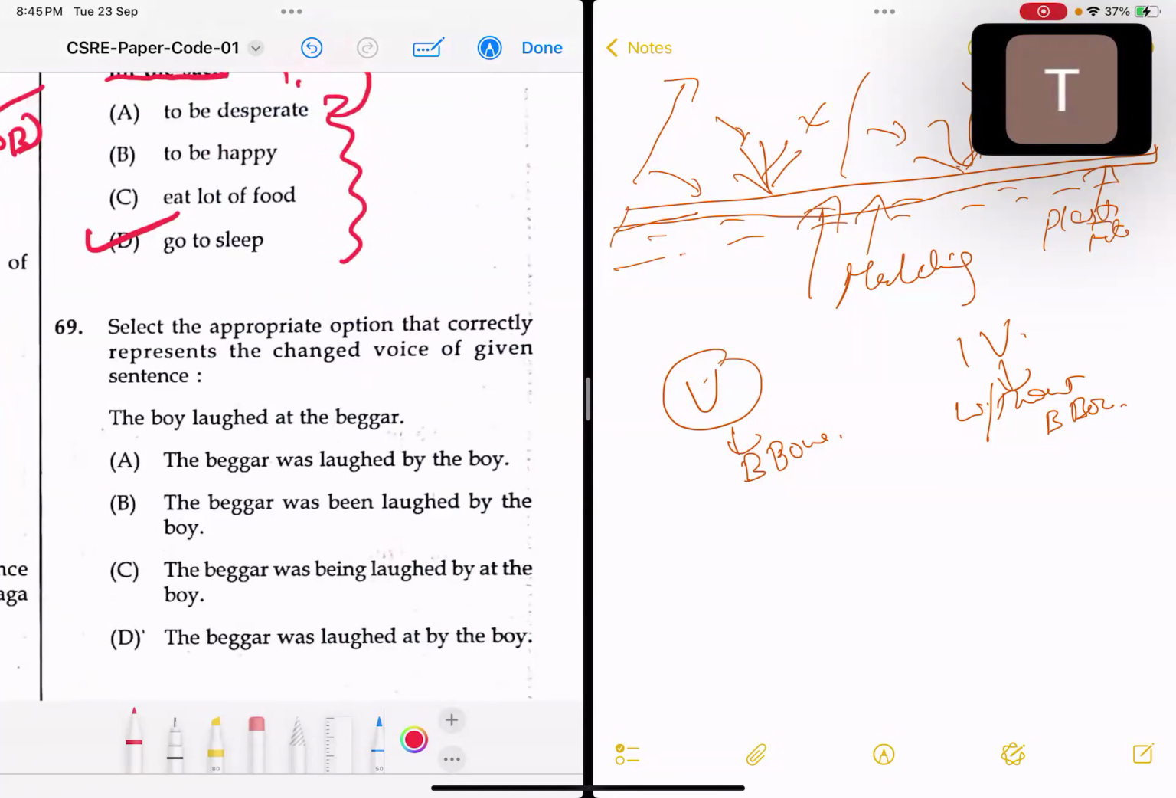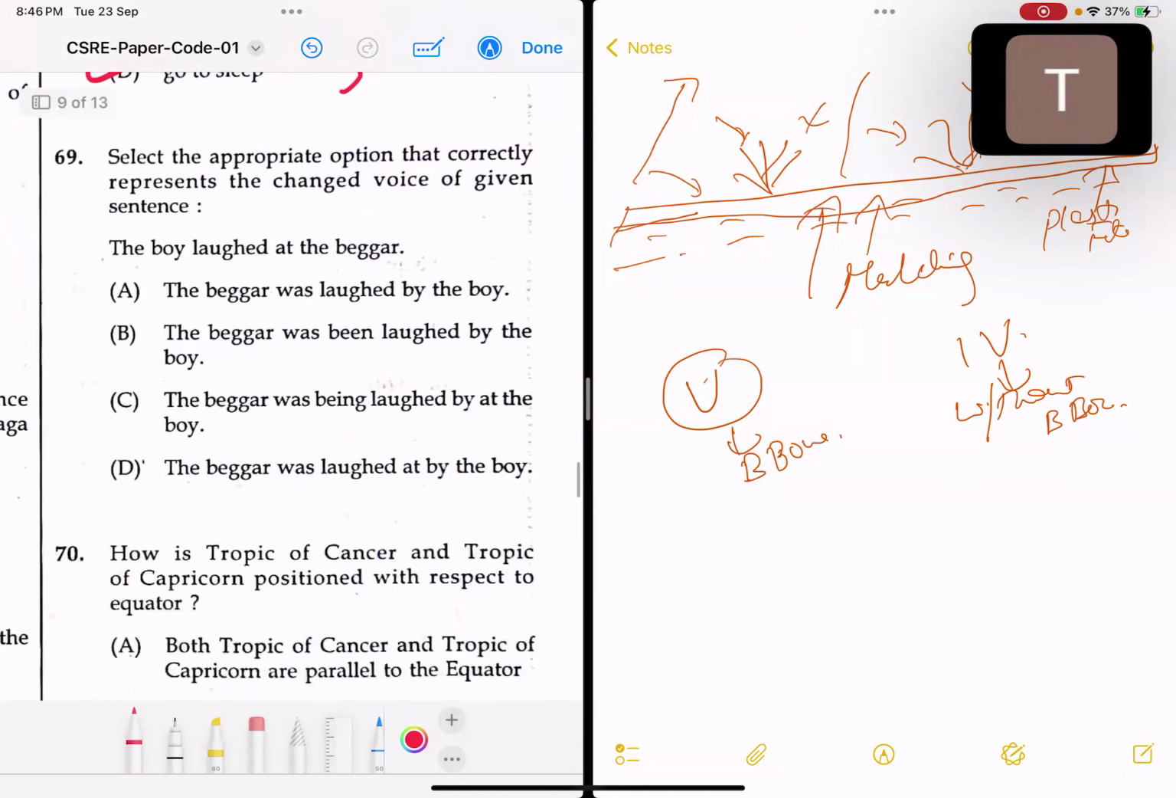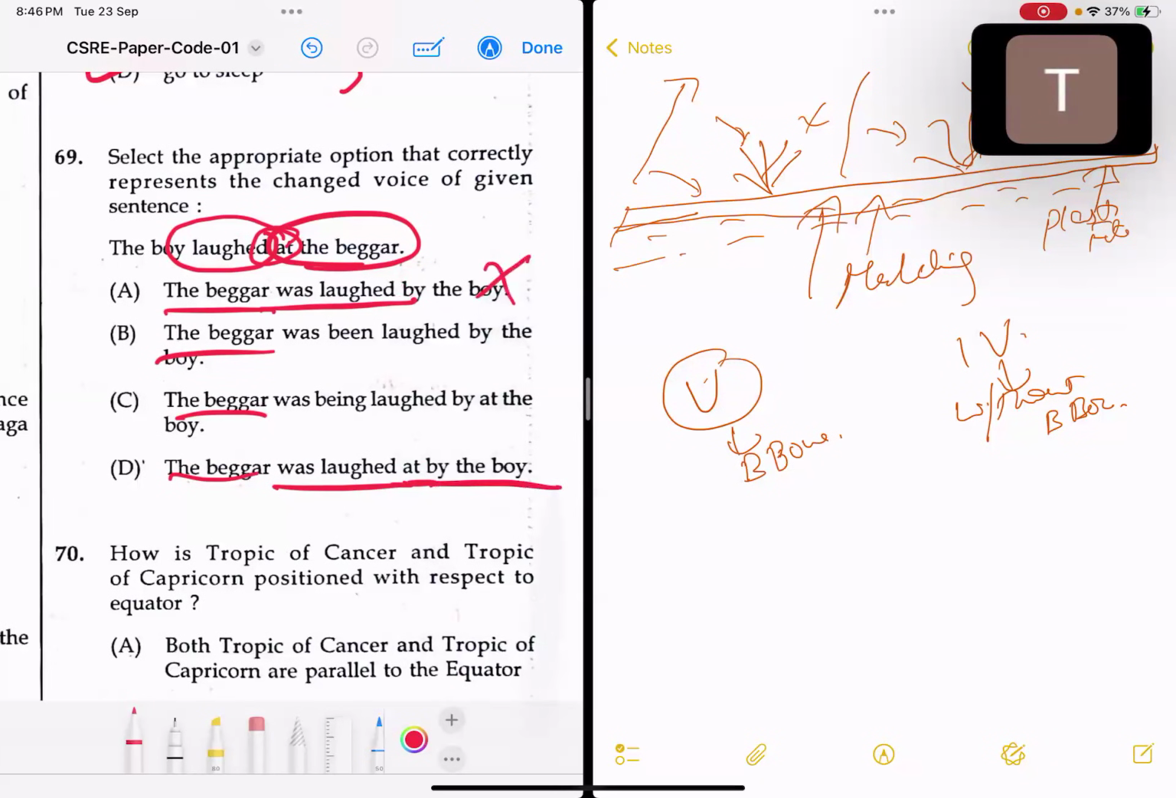Question number 69. Select the appropriate option that correctly represents the changed voice of a given sentence. The boy laughed at the beggar, right? Now, the object is the beggar, right? So it should come at the beginning of the sentence, the beggar. All right, the verb is laughed, right? So it should be was laughed, right? So ed is missing here, so this is wrong, by the boy, right? So the correct option is D, okay?